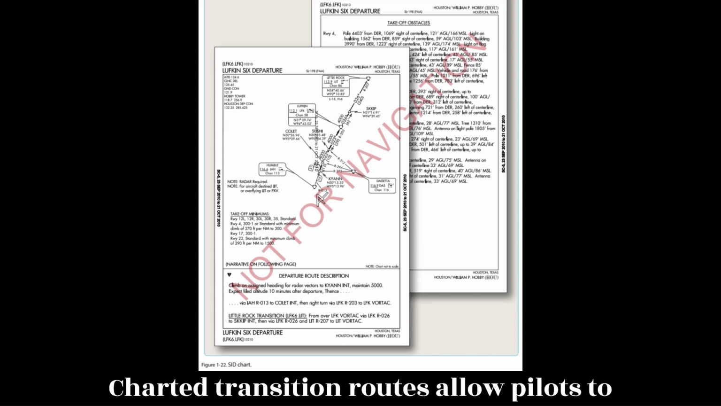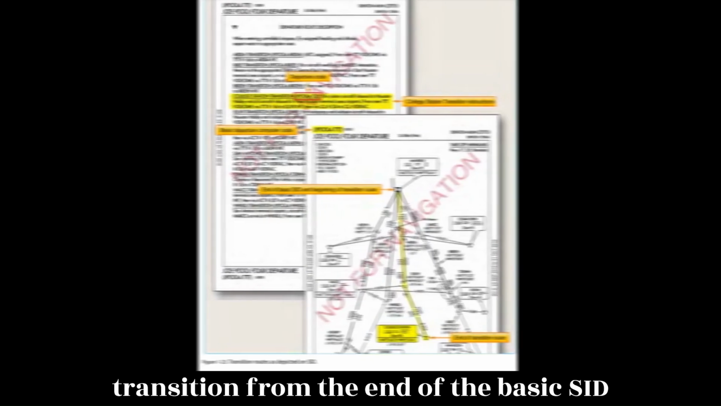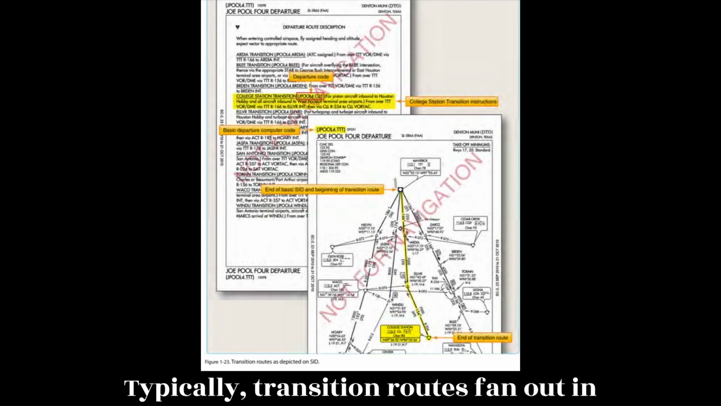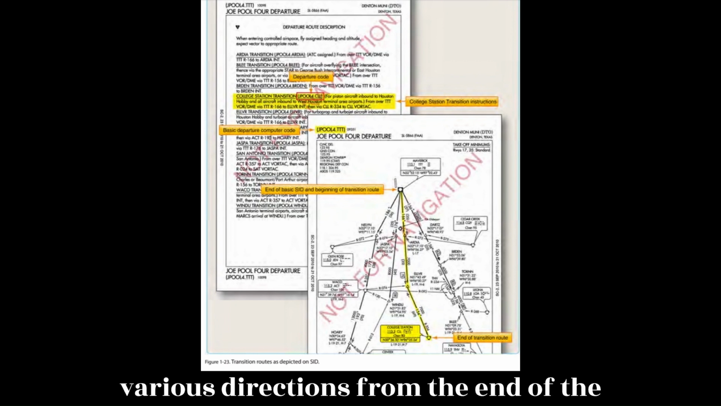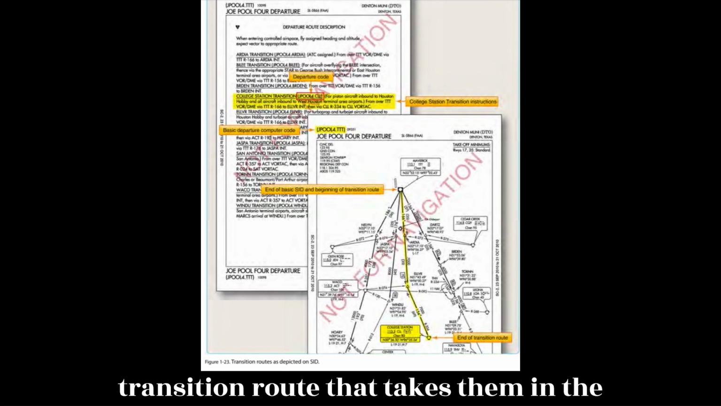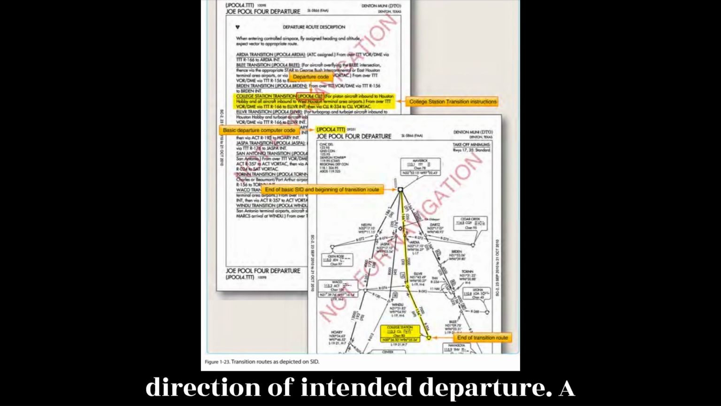Transition routes. Charted transition routes allow pilots to transition from the end of the basic SID to a location in the en route structure. Typically, transition routes fan out in various directions from the end of the basic SID to allow pilots to choose the transition route that takes them in the direction of intended departure.